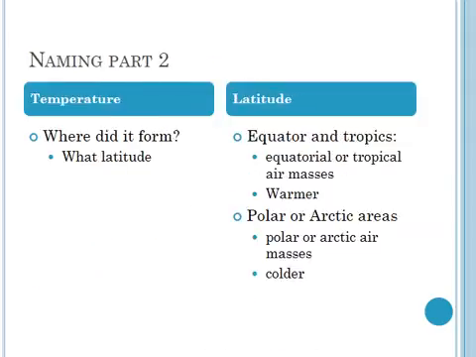So if it's at the equator or the tropics, they're going to be warmer, and they're equatorial or tropical air masses. The polar or the Arctic areas, they're called polar or Arctic air masses, and they are colder, and that should make sense. Think of the North Pole, the South Pole. Think of Antarctica.